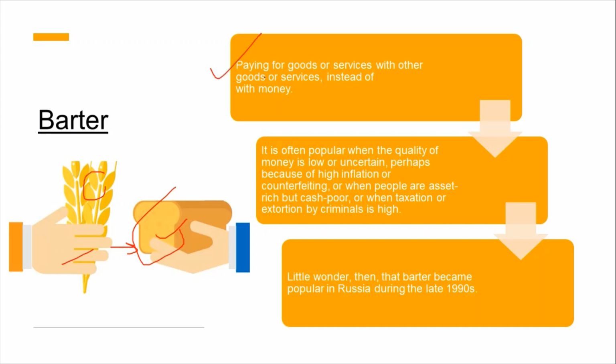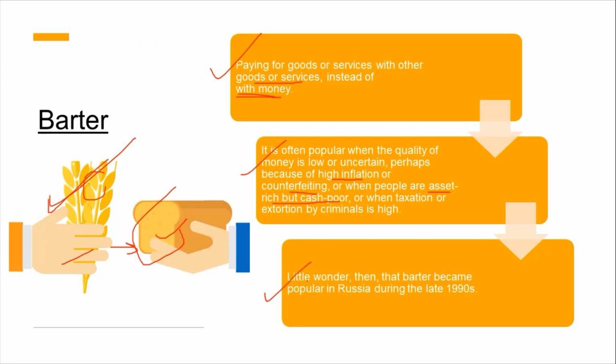So barter is just paying for goods and services with goods or services instead of money. You're not paying money to buy a good, you're just giving another good in place of one good. It's popular when the quality of money is low or uncertain. It can also be due to high inflation or counterfeiting. It can also happen when people are asset rich but cash poor. Suppose this person has more wheat, he does not have cash. So he'll give wheat to buy a loaf of bread. He won't give cash. When he has more wheat, that's when we call him asset rich but cash poor.